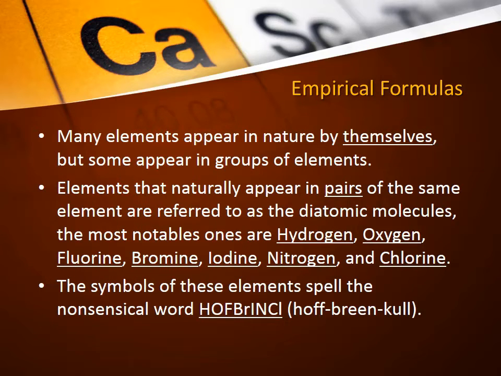So, many elements appear in nature by themselves. Some, however, appear in groups of elements. Most notably, elements that naturally appear in pairs of the same element are referred to as the diatomic molecules. The most notable ones being hydrogen, oxygen, fluorine, bromine, iodine, nitrogen, and chlorine. And the symbols of these elements spell the nonsensical word Hofsprinkle.